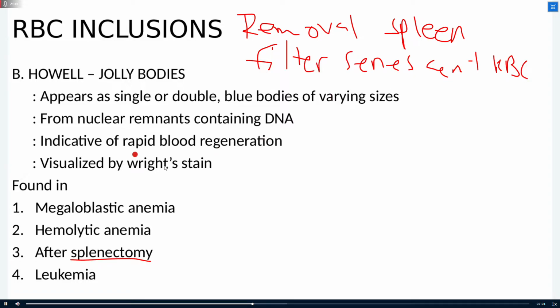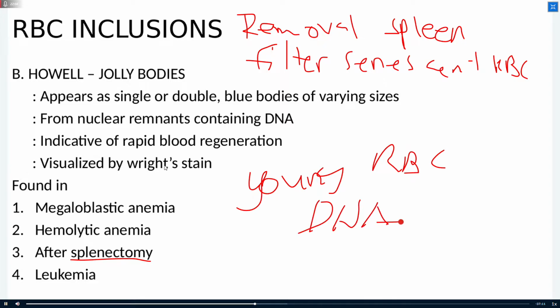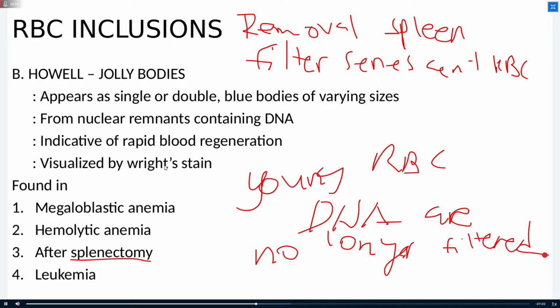Isn't it said here that Howell-Jolly bodies come from DNA? Now, after splenectomy, class, when your spleen is gone, young RBCs with DNA are no longer filtered or removed, making your Howell-Jolly bodies present. Then there's also leukemia. Questions?